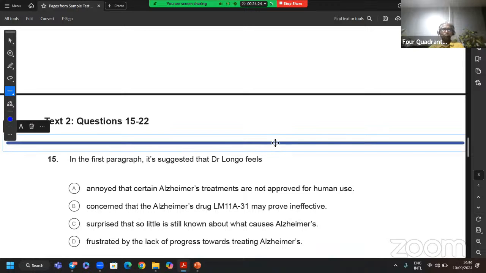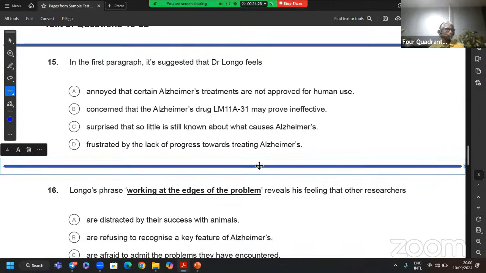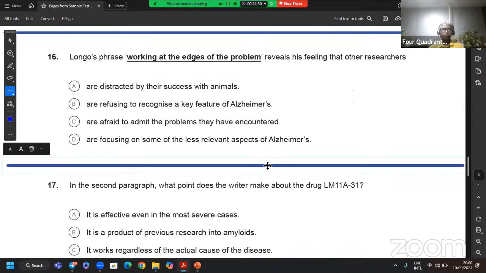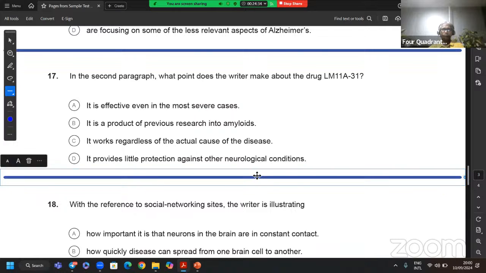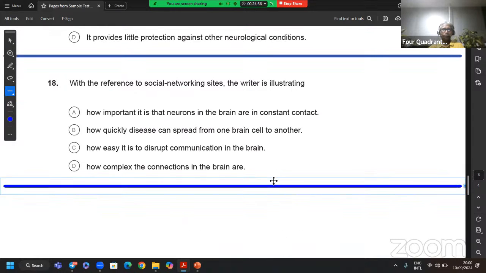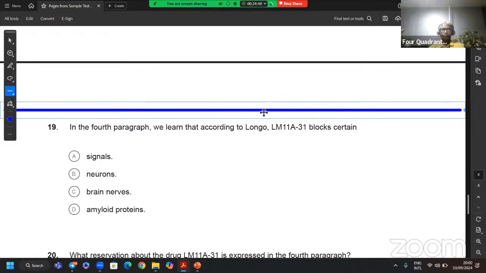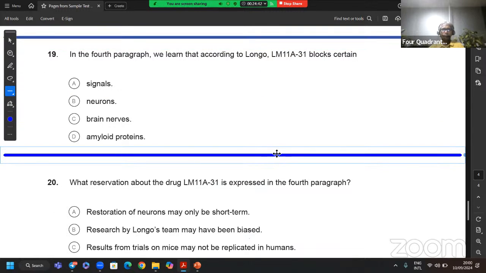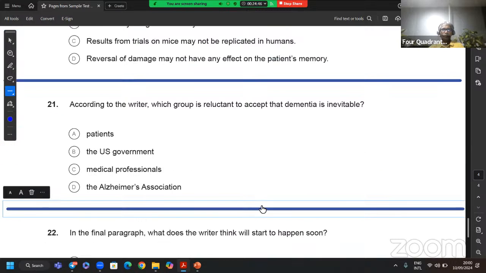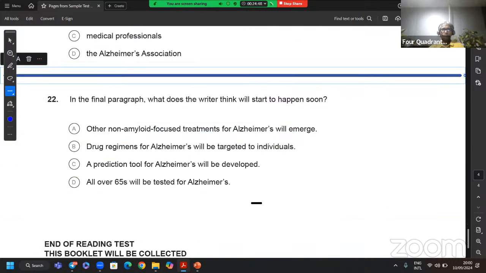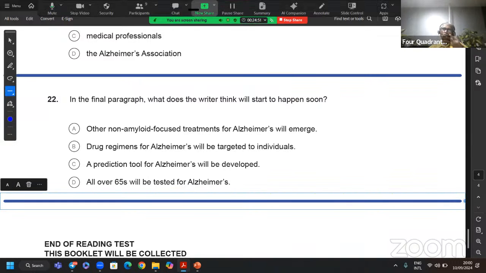Here also I am separating the questions. 15, 16, 17, 18. So 4 questions here. 19, 20, 21, and 22. So 4 questions here. So total 8 questions.